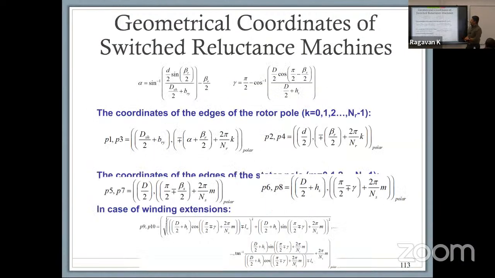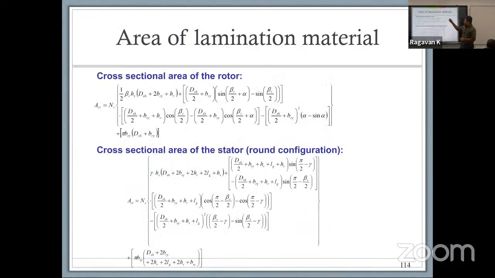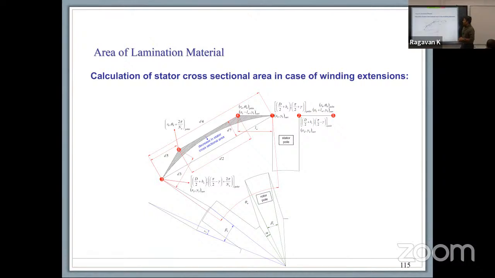These are the polar coordinates. A lot of mathematics that we already talked about. We're talking about winding extensions, this overlap, the coordinates for the edges on the stator pole and the rotor pole, cross-sectional area for each one of them. The handouts I'm giving you have all of these equations, so you don't have to be too concerned about not having them. But each one of these steps requires careful calculations on the values.